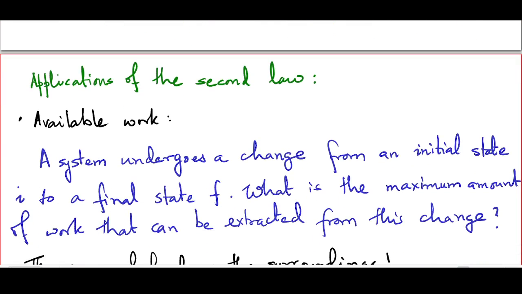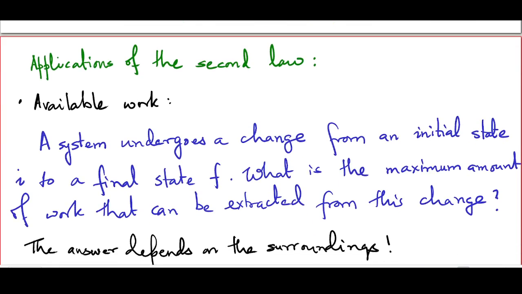Now, the setup for this theorem is the following. A system undergoes a change from an initial state I to a final state F. So this is fixed. You know the initial state of the system, you know the final state of the system. What is the maximum amount of work that can be extracted from the system due to this change? That's the question which the available work theorem tries to answer.